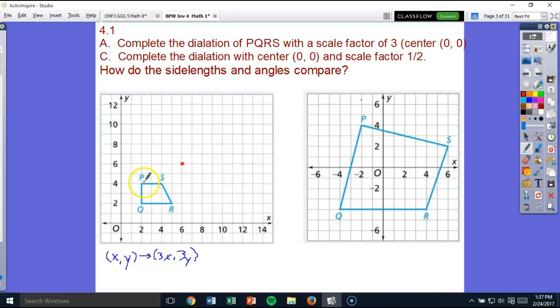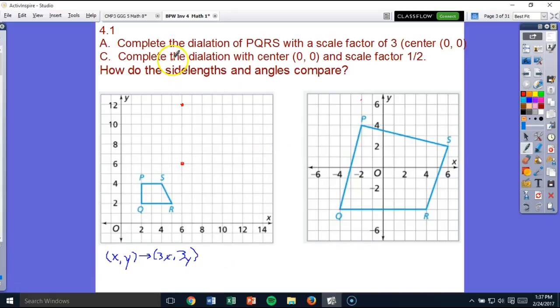Point P is at (2, 4). If we're going to (3x, 3y), that means we're going to go to 6, and then 4 times 3 is 12. So 6 all the way up to 12 here, and that would be our next point. And I'm going to let you continue on and do points R and S the same way. We go from (x, y) to (3x, 3y).